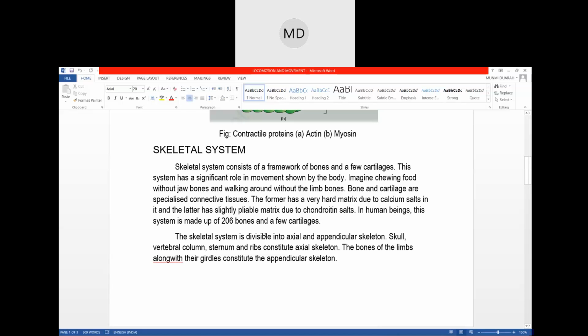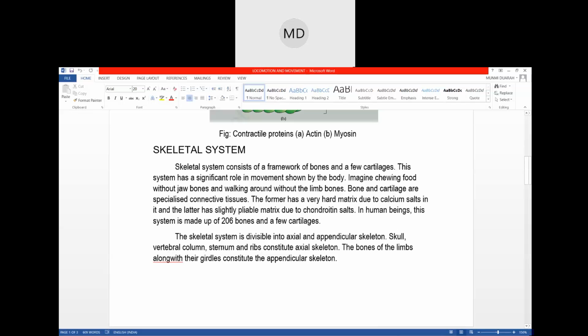Okay, and the skeletal system is divided into two types: axial skeleton and appendicular skeleton. Skull, all of you know the head region, without all those muscles and skin, just the bone part of the head region, that is known as the skull. Then the vertebral column, the sternum, the ribs.